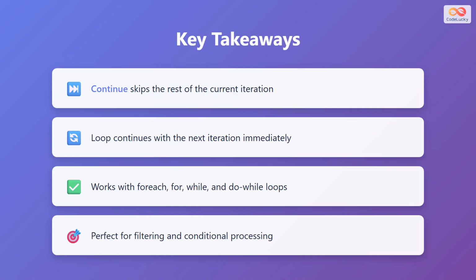Let's recap what we've learned. The continue statement skips the rest of the current iteration in a loop. After continue is called, the loop immediately moves to the next iteration without executing any remaining code. Continue works with all PowerShell loop types, including Foreach, for, while, and do-while loops. It's perfect for filtering data and implementing conditional processing logic. Mastering continue will make your loops more efficient and your code cleaner.